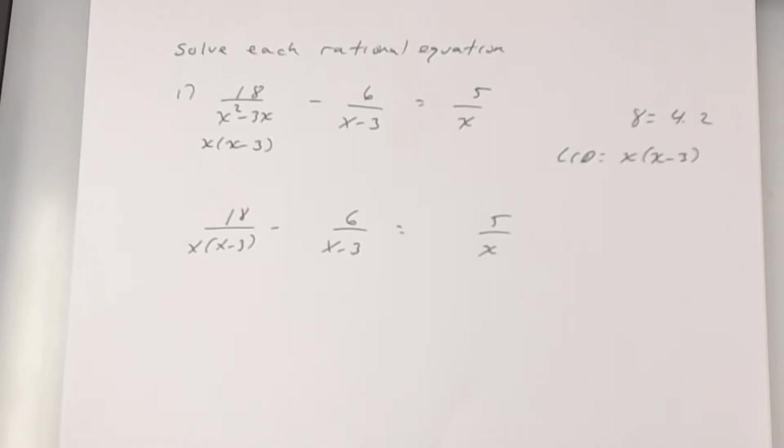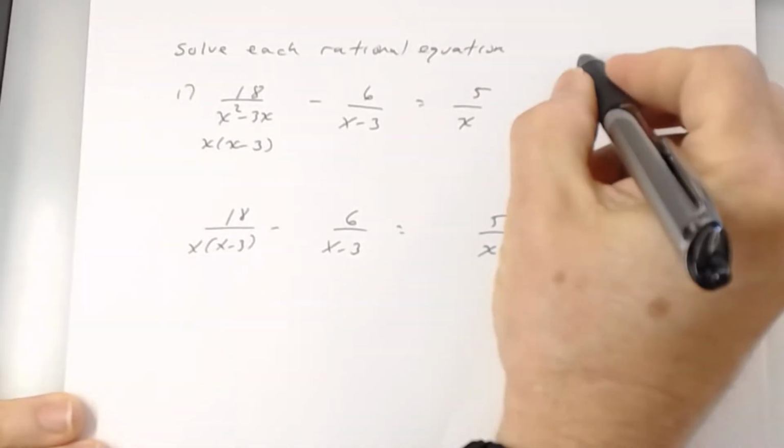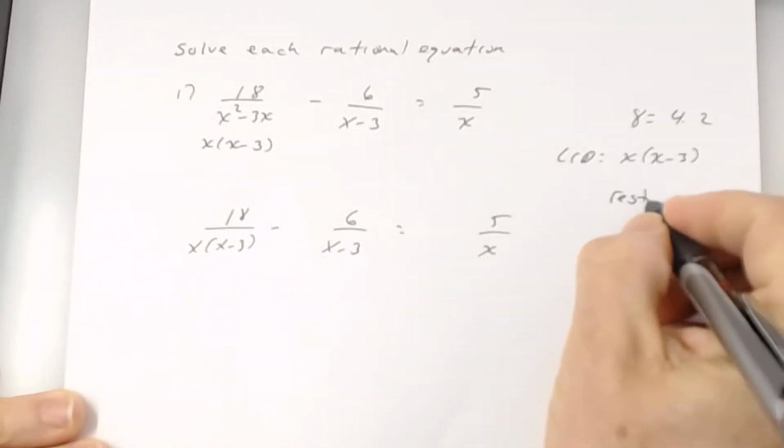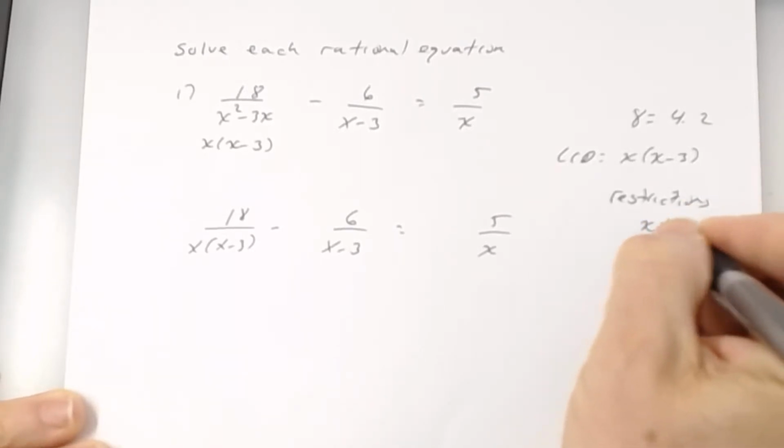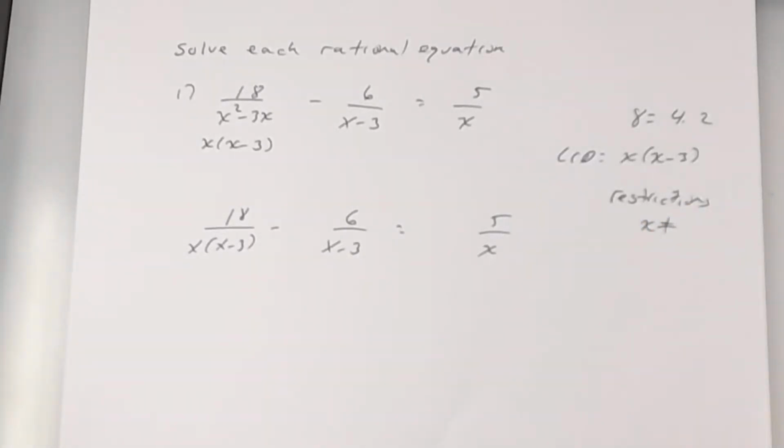All right, so we're still on part 1. Keep that in mind. Now, part 2 says, since I have variables in the denominator, I have to find my restrictions. So let's talk about the restrictions. The restrictions are the values of x that make my denominator 0.